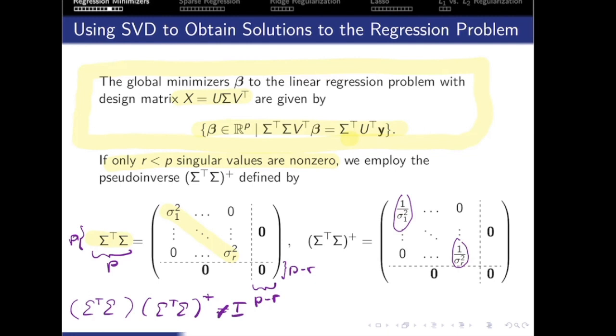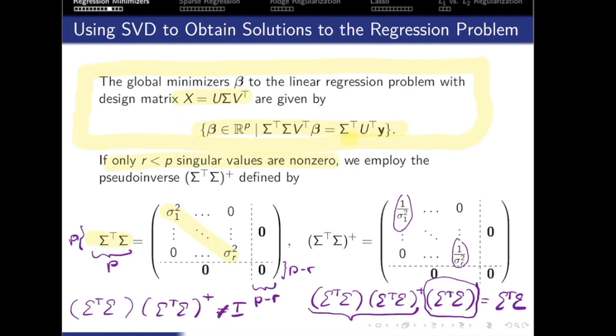But we have another property: if I now multiply sigma transposed sigma times the pseudo-inverse, and then again multiply with sigma transposed sigma, I get again sigma transposed sigma. So this here is not equal to the identity matrix, but it behaves a bit like a neutral element. So if we multiply with this matrix, then we get the matrix itself again.